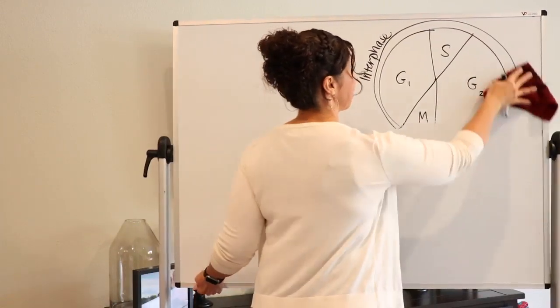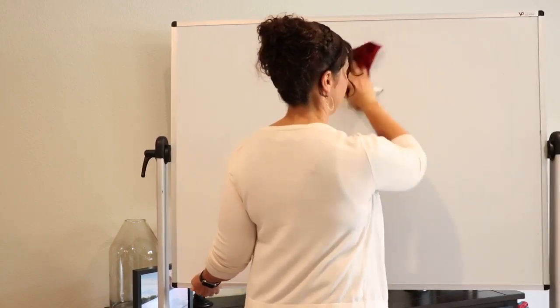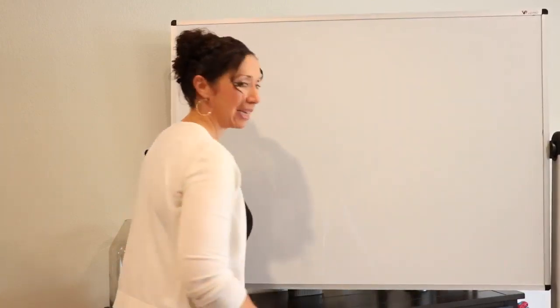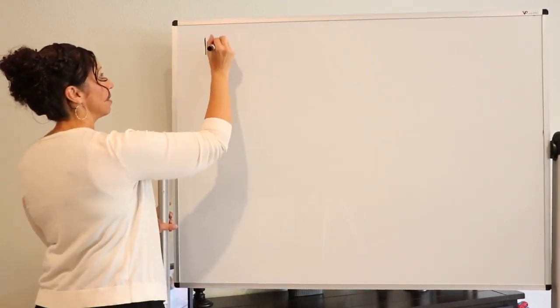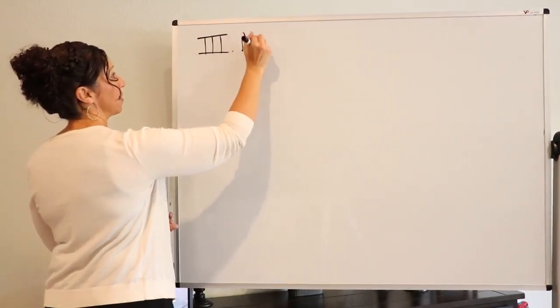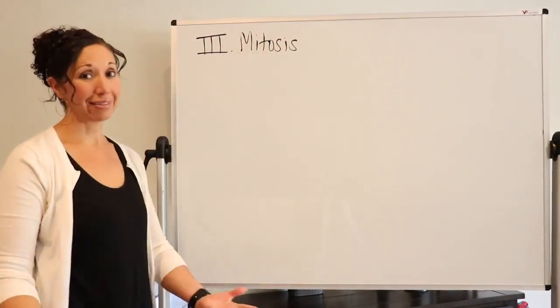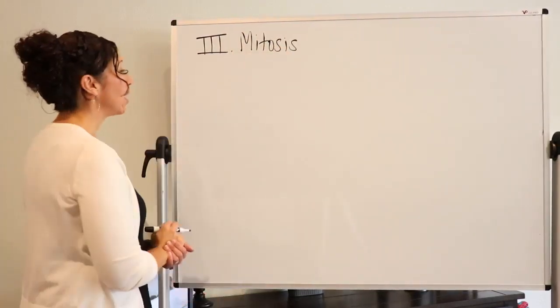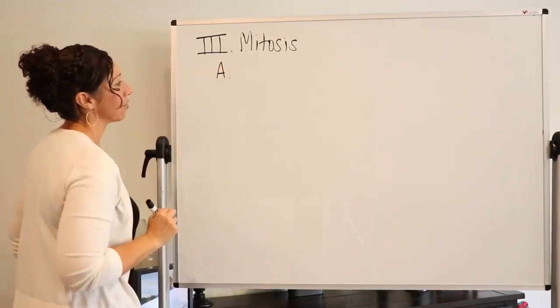So here we go. Just one last recap from last time. So this will be Roman numeral 3. Let's go straight into mitosis. All right. With a handful of phases within mitosis. So what I want you to know is that we're going to start with one phase after another.